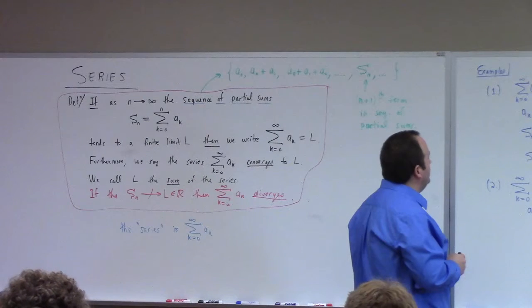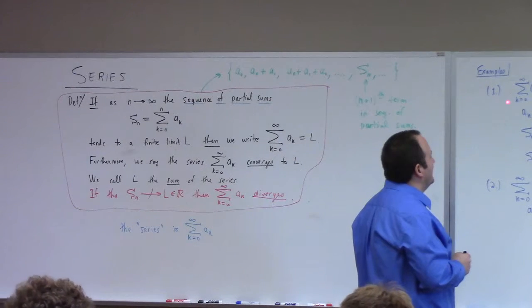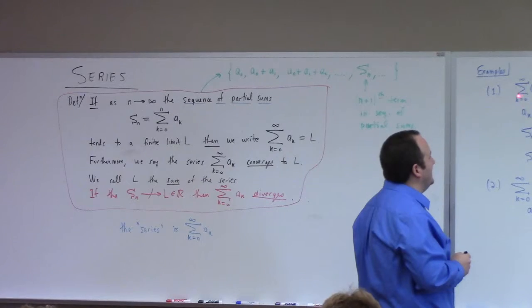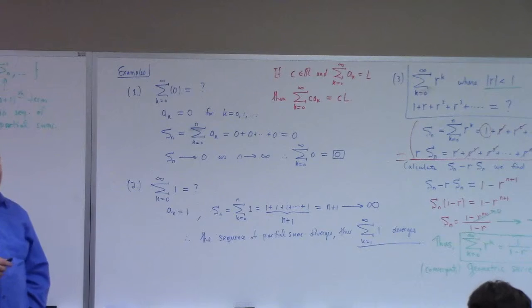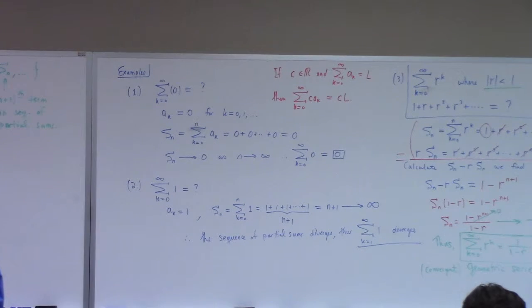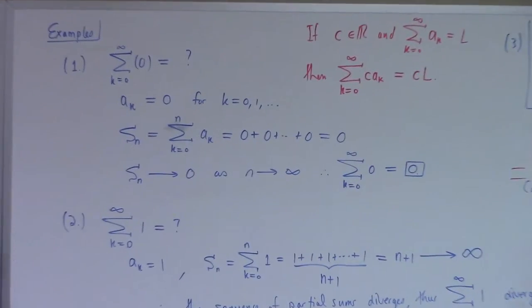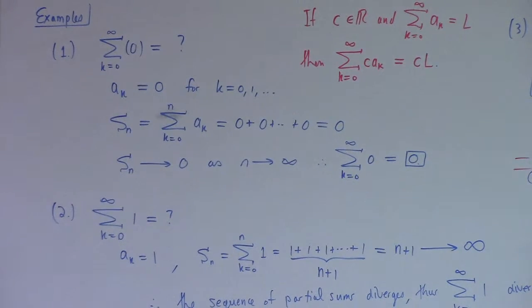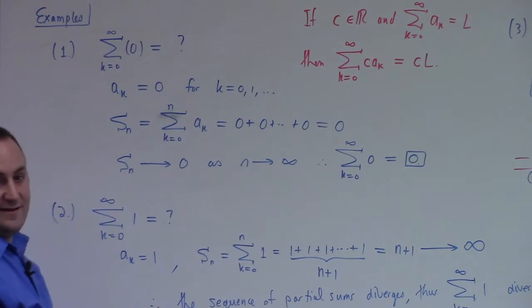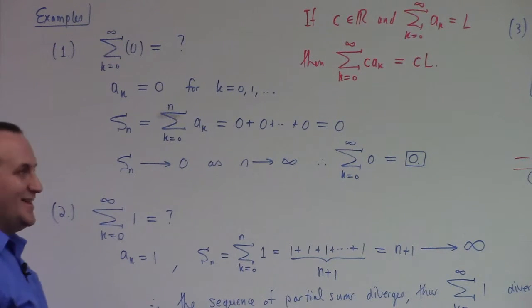So here's example 1. Example 1 is really easy. I start with a simple question. What happens if you add 0 to itself infinitely many times? What do you get? 0. Like 0 plus 0 plus 0 plus 0. I hope 0, right? Let's see why. Wouldn't that be disturbing if it didn't work out to 0? That would be weird. That would break math.